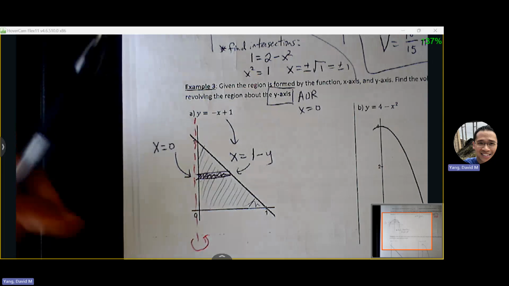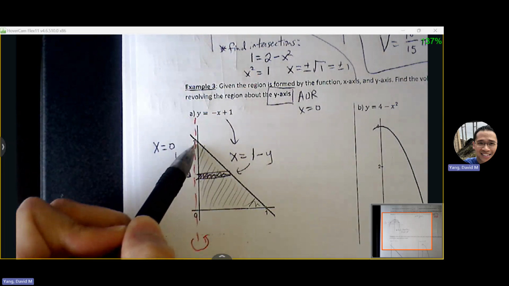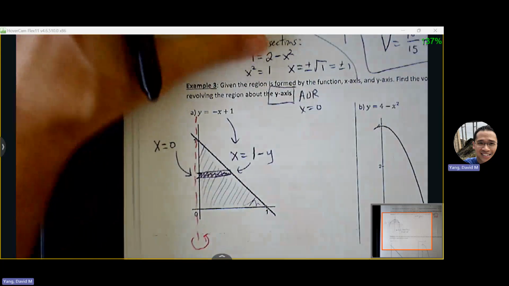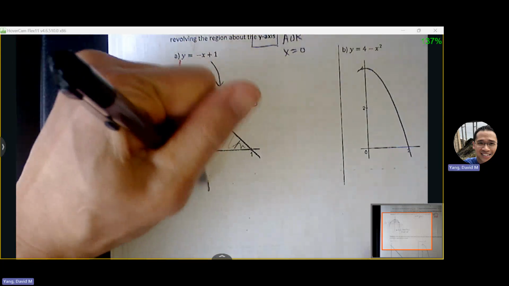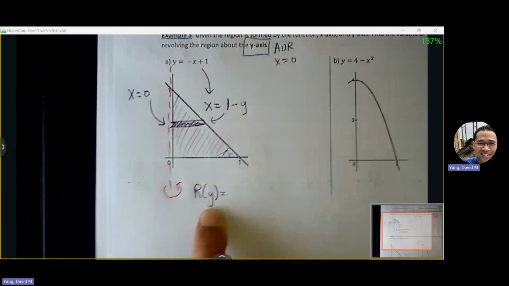at 1. If 1 wasn't provided for you, you could plug 0 in for x and get the y-intercept, which is y equals 1. Okay. All right, let's build our radius. Now our radius is horizontal, so we're going to say r of y, not r of x, r of y.